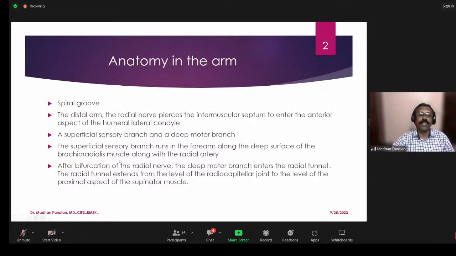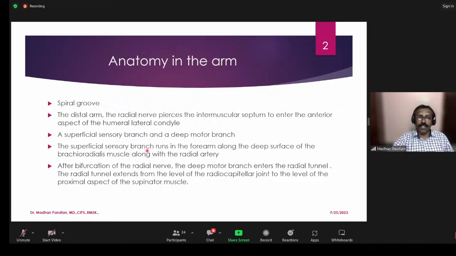We are looking at the spiral groove. You can see the radial nerve which is passing medial to lateral. We'll see the anatomy later on by ultrasound and by illustrative pictures. At the distal arm, again, the radial nerve pierces the intermuscular septum to become anterior, the anterior aspect of the humeral lateral condyle. Then we have a couple of branches, the superficial sensory and the deep motor branch.